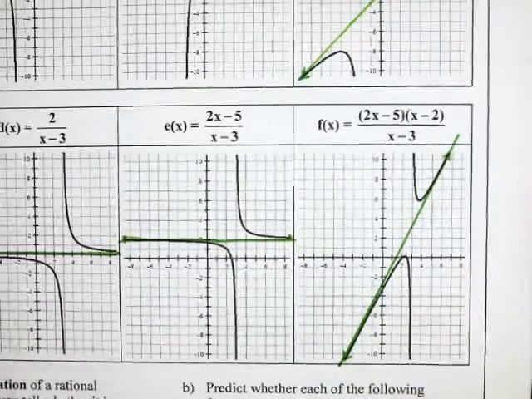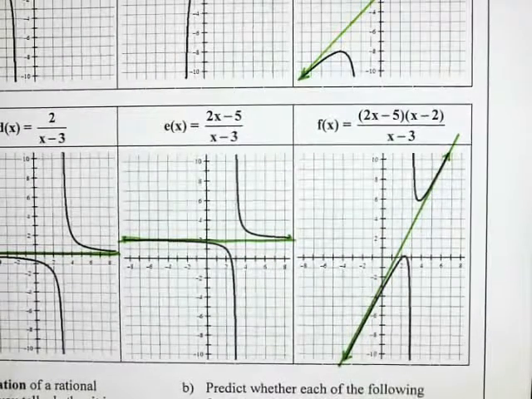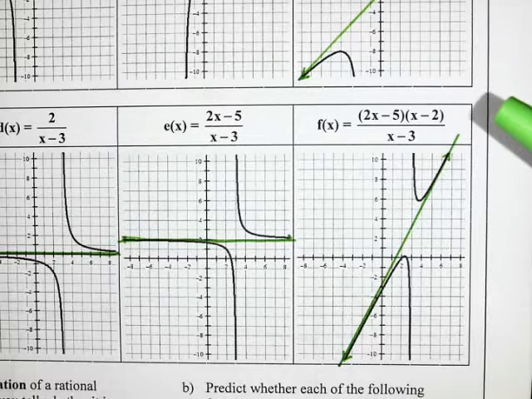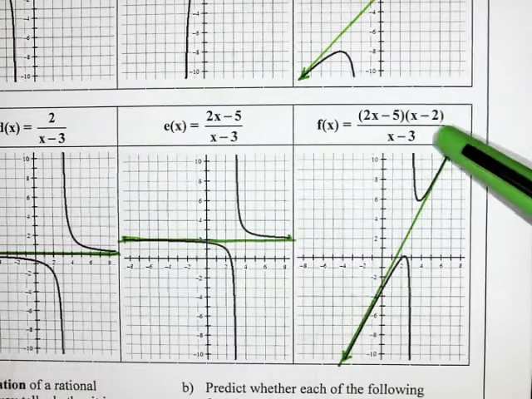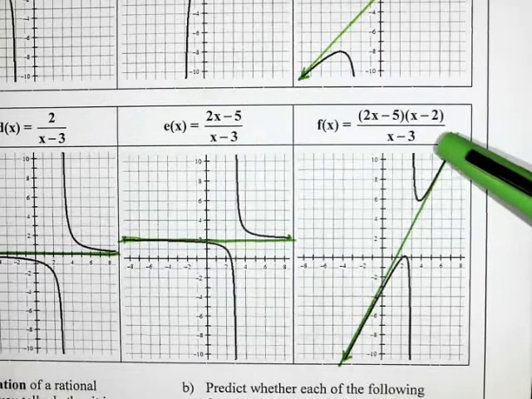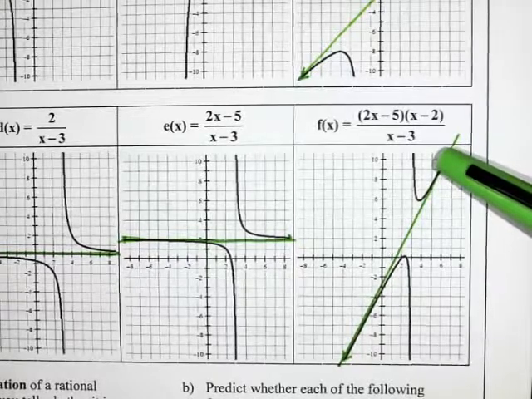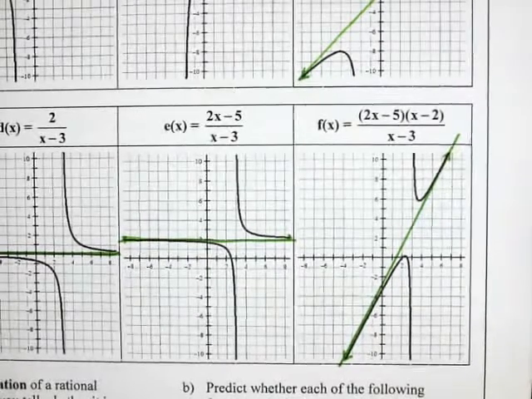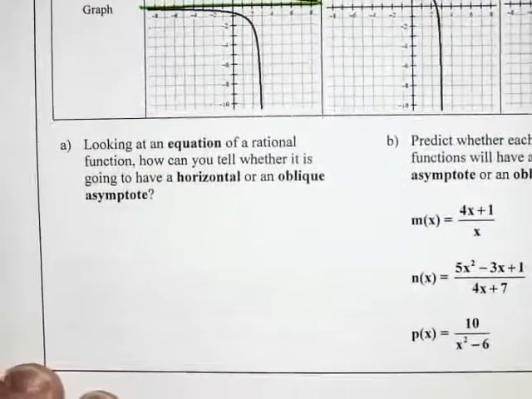So how can you tell if it's going to be horizontal or oblique? You want to look at the numerator and the denominator. If the degree of the numerator is bigger than the degree of the denominator, it's going to be oblique. And if they're the same, or if it's smaller, then it's going to be horizontal, which is a little confusing. We're going to try to write it down in a way that we'll understand.